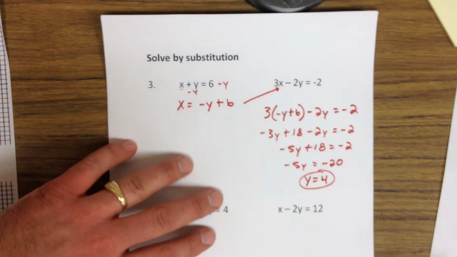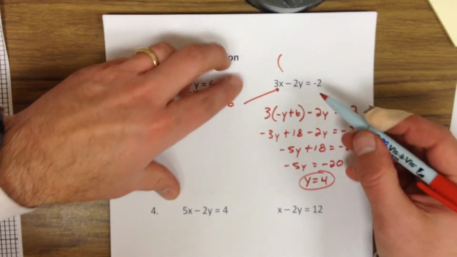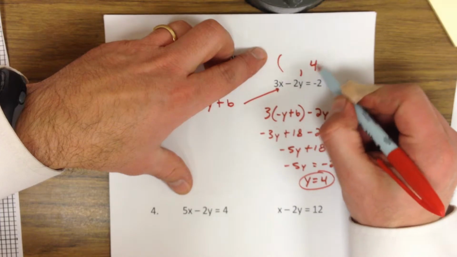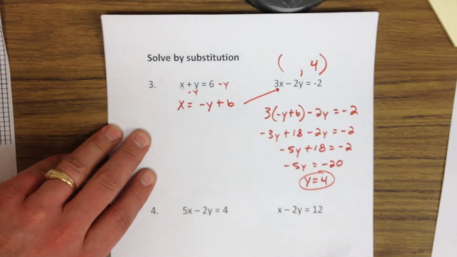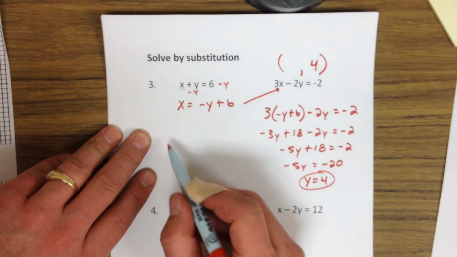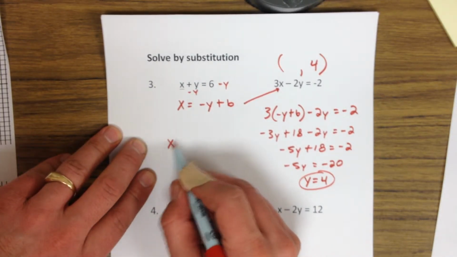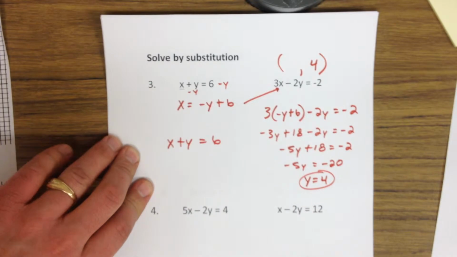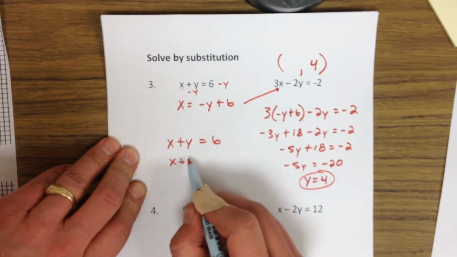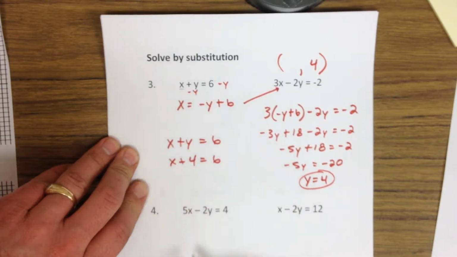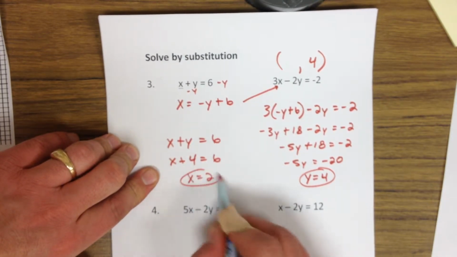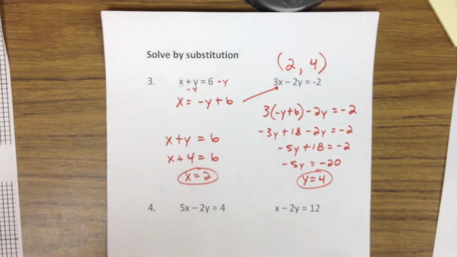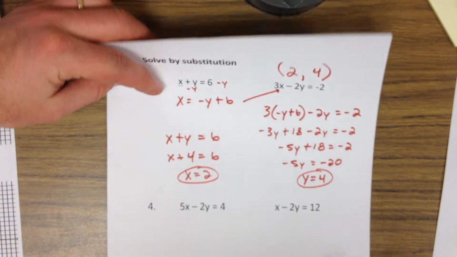Now it asks for the solution. Well, we know part of it. We know the y. We need to find the x. And that's very easy. All we have to do is plug it back in to one of the original equations. So x plus y equals 6 was an original equation. We know what y equals. So obviously 2 plus 4 is 6, so x equals 2. So that's the first one by substitution.